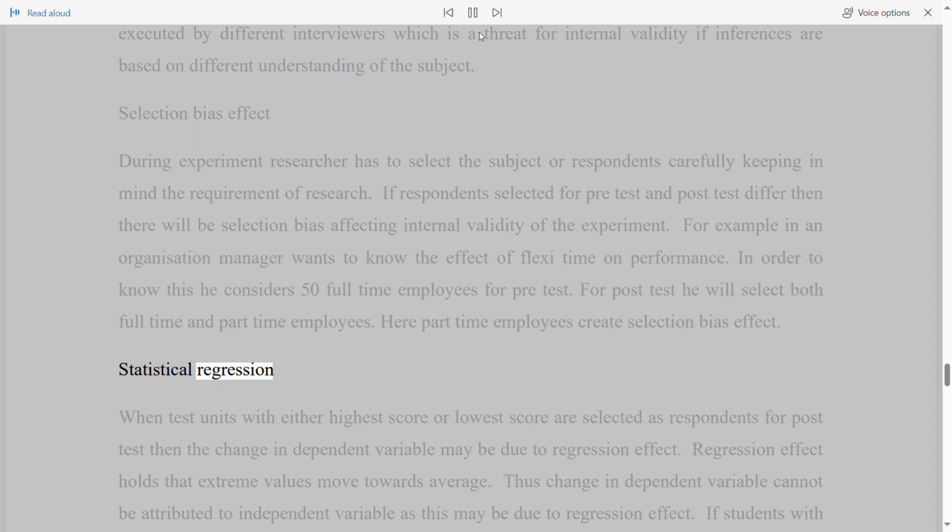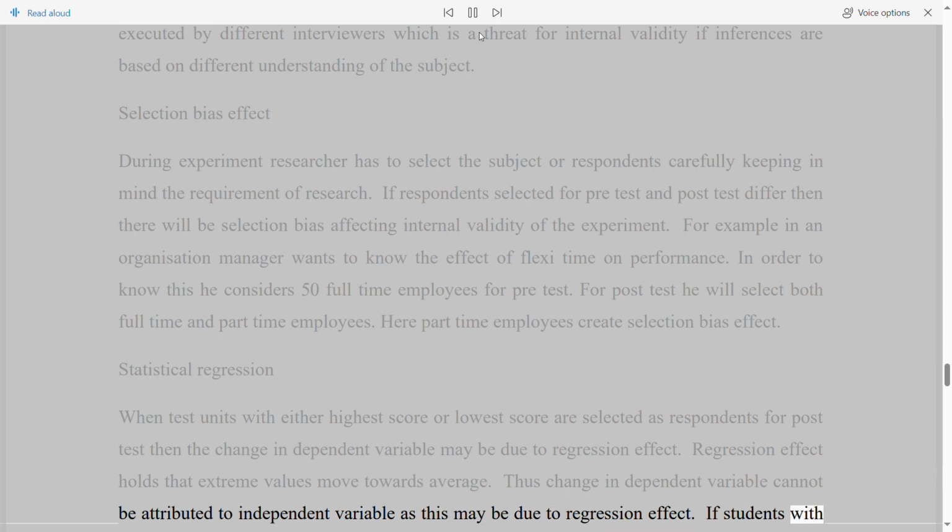Statistical regression. When test units with either the highest score or the lowest score are selected as respondents for post-test, then the change in dependent variable may be due to regression effect. Regression effect holds that extreme values move towards average. Thus, change in dependent variable cannot be attributed to independent variable, as this may be due to regression effect.